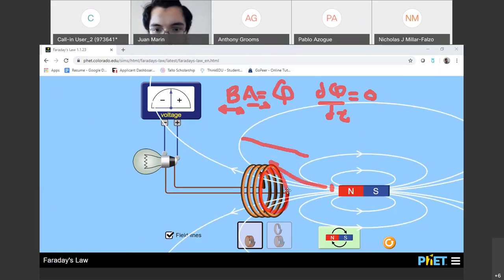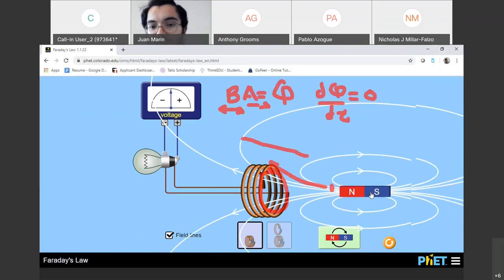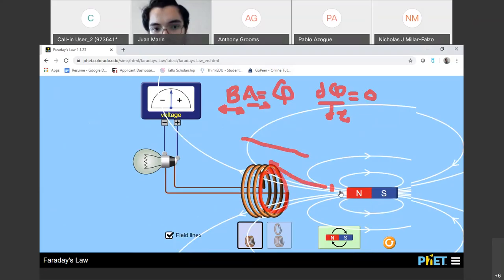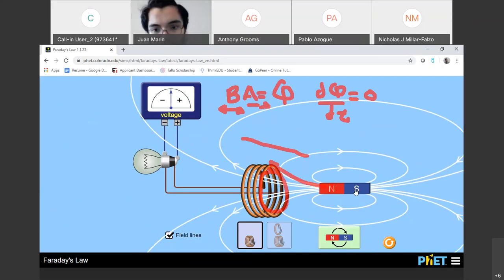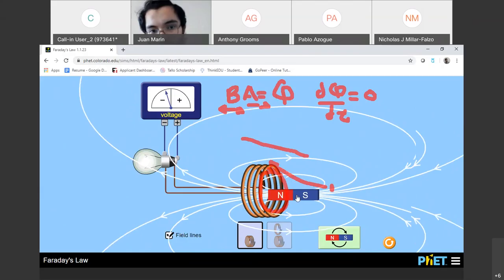And then when I move it, I'm creating a change in field, even though it's very mild, because the magnetic field lines are weak, since the spacing is greater. So if I move it, it's not going to be very strong. You see the voltage in the voltmeter is very mild. So the induced EMF is small, but when the magnetic field is stronger, when we come closer, then the induced voltage is greater. So it's basically acting like a battery.